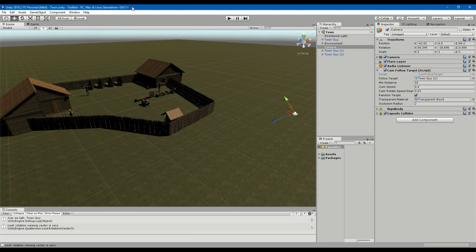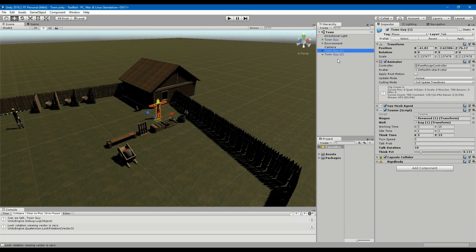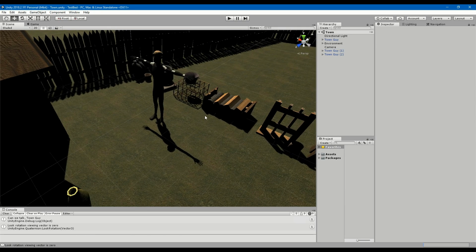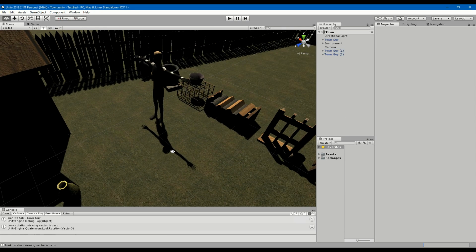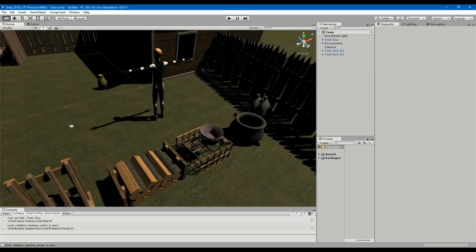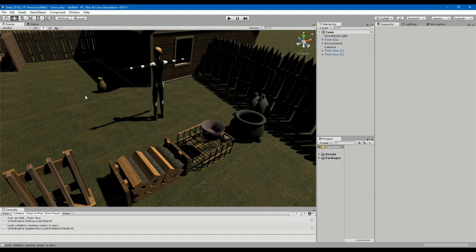Okay, so here we are inside a familiar Unity scene. I have my camera over here, and here's a completely made up town that I'm using as my example environment. And I've got what I call town guys, which are, I guess, built-in Unity characters that are kind of in the T-pose right now, and they're just placeholders. I'm using them as my town characters.